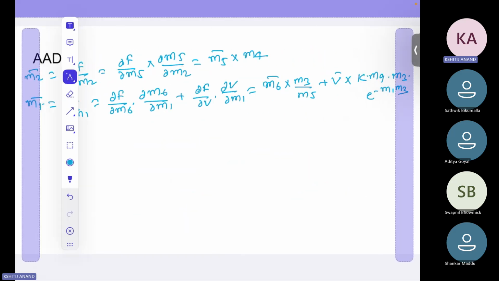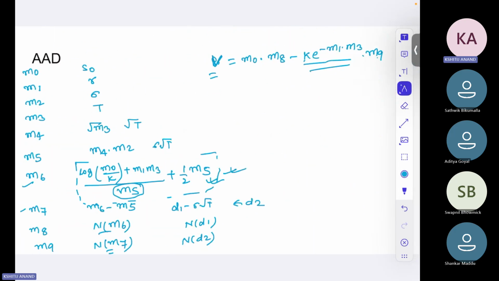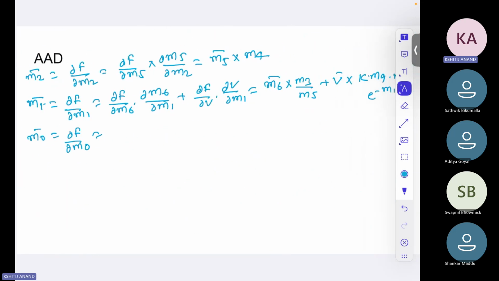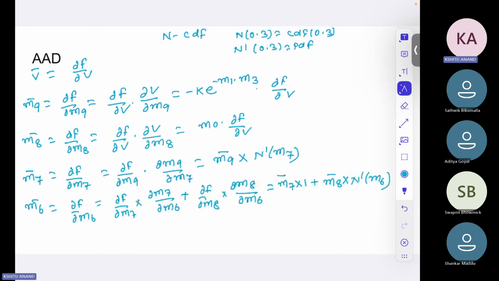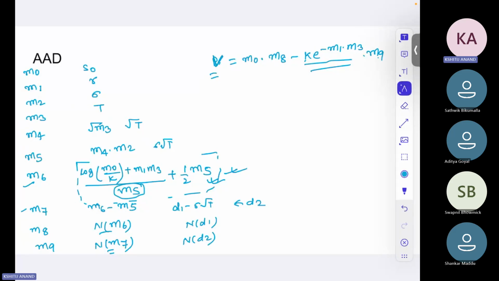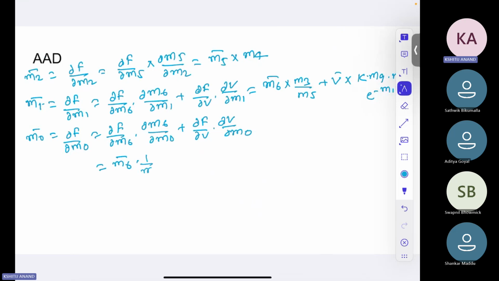Okay, and finally M naught bar, dF divided by dM naught. M naught appears in M6 and V, correct? dF divided by dM6 into dM6 divided by dM naught plus dF divided by dV into dV divided by dM naught. It will be M6 bar into dM6 by dM naught, which is 1 by M5. M5 is constant, and differentiation of log of M naught by K will be 1 by M naught only, right?